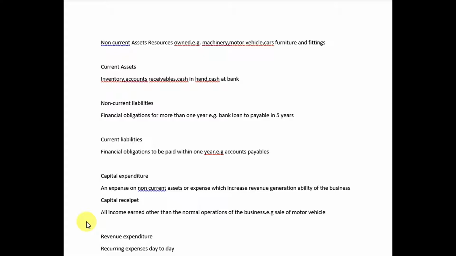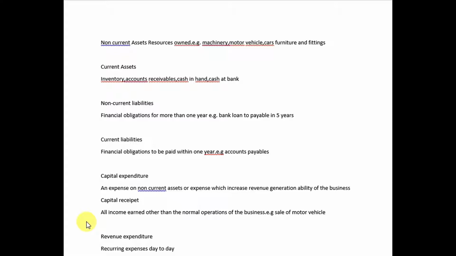Accounts receivable, we refer to this name according to the business terminology. But as far as slang language is concerned, accounts receivable is called customer. So in accounting we use accounts receivable, whereas in normal layman language we will say it is the customer of the business.